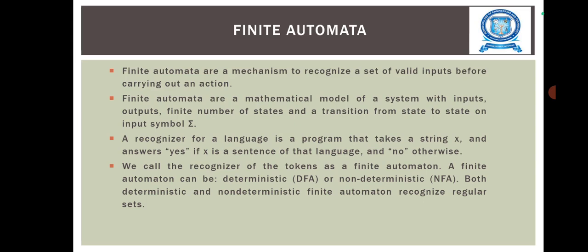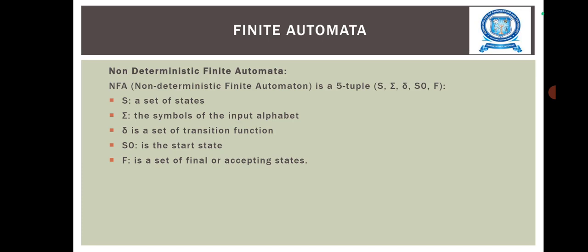A recognizer for a language is a program that takes a string x and answers yes if x is a sentence of that language and no otherwise. We call the recognizer of the token a finite automaton. A finite automaton can be a deterministic finite automaton or a non-deterministic finite automaton. Both recognize regular sets.